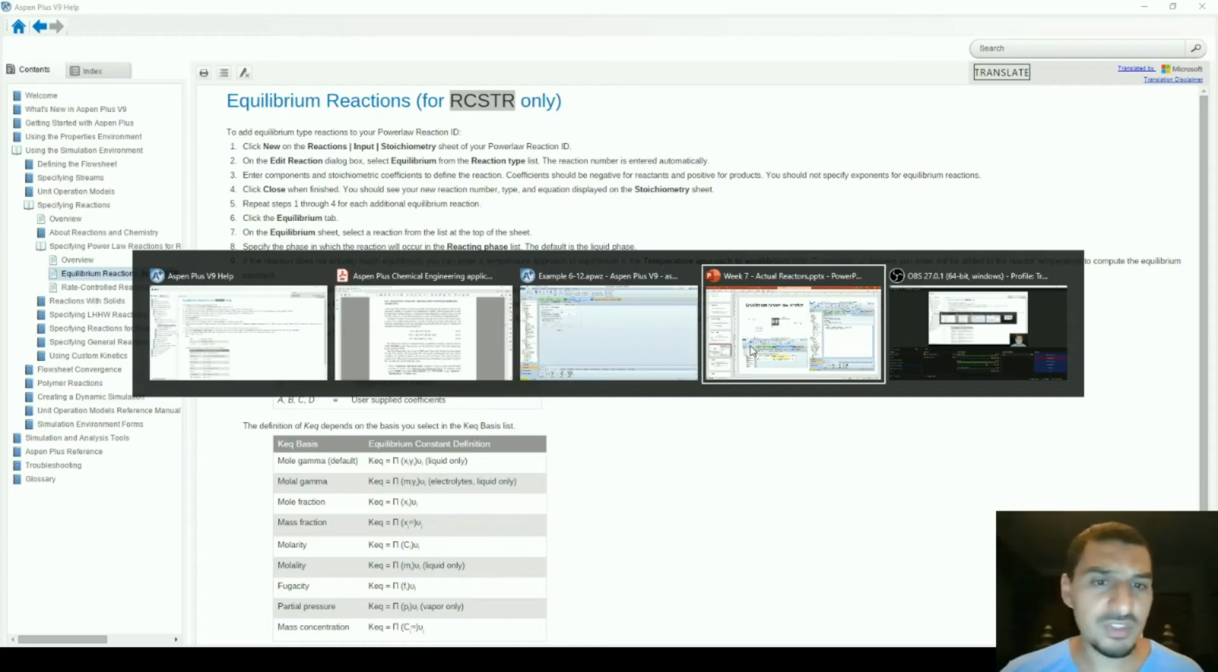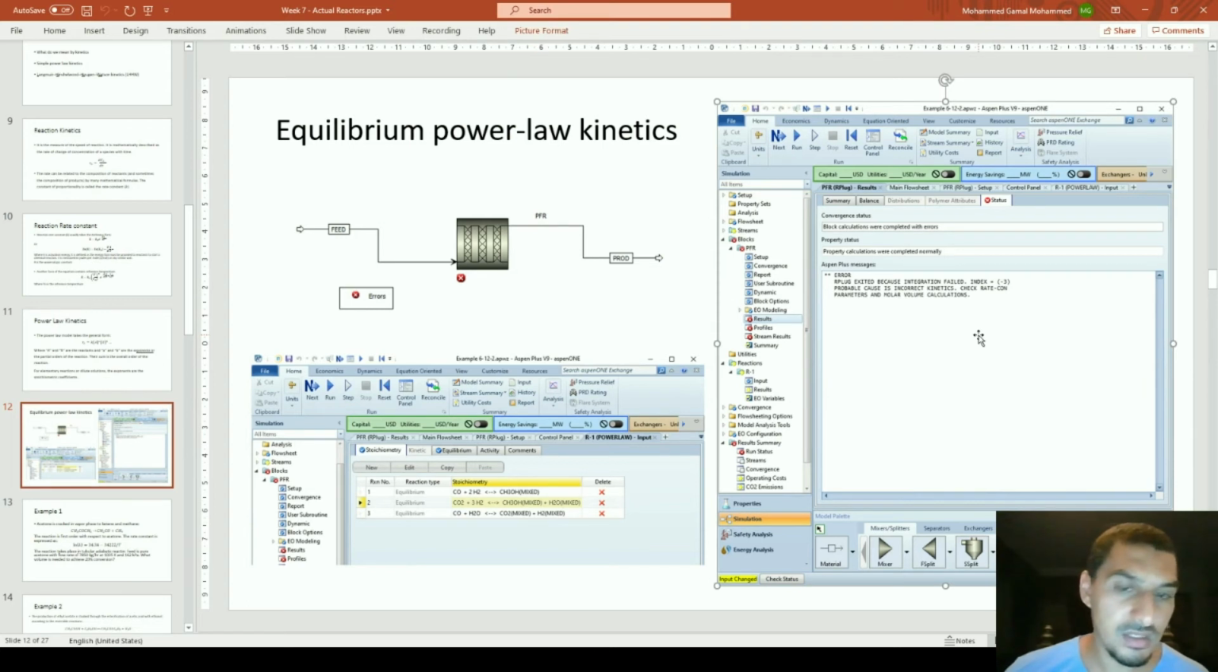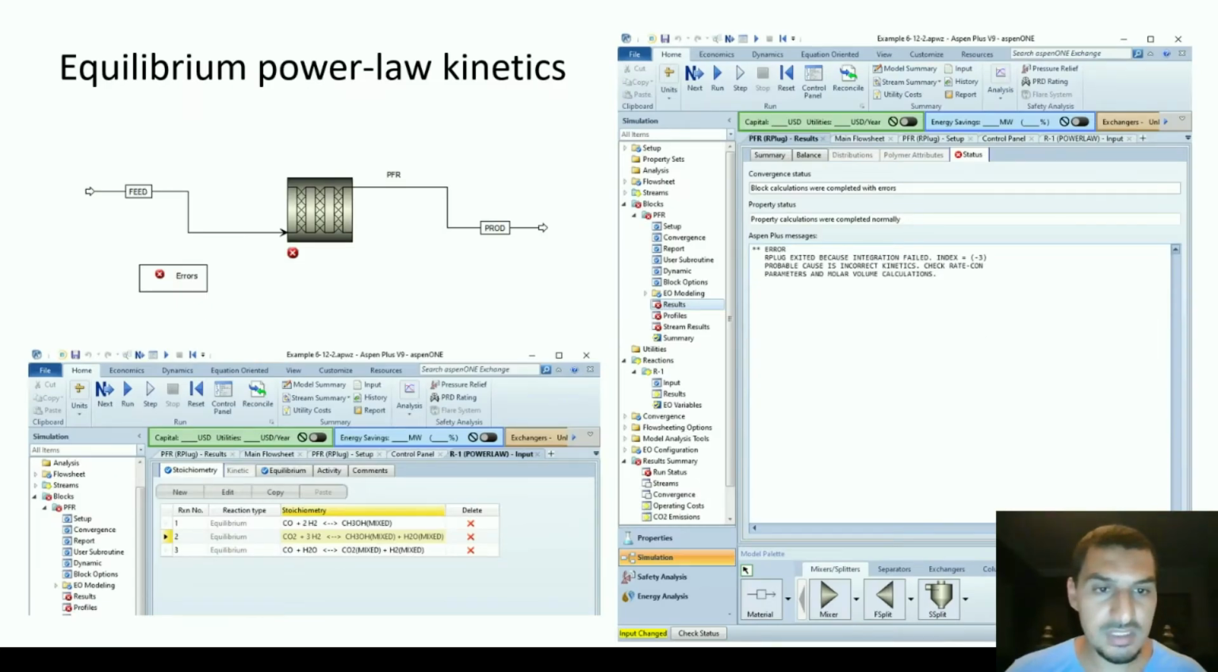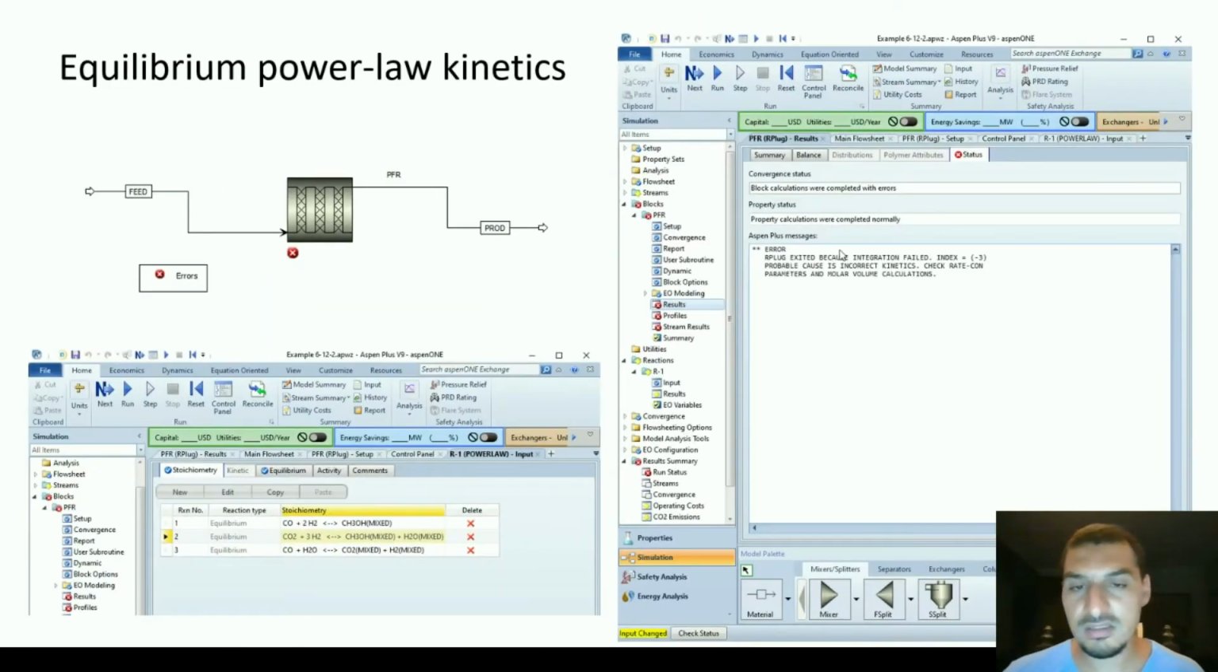Anyways, I have tried to do this in a PFR, with the same three reactions, their equilibrium. I did it in a PFR, and this error message showed up. It says that the plug exited because integration failed. The probable cause is incorrect kinetics. So in case you do not have the correct kinetics, you cannot use the PFR. And here we are using equilibrium, so we're not using kinetics at all.